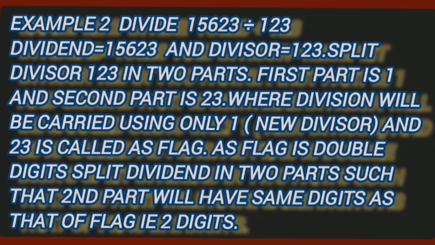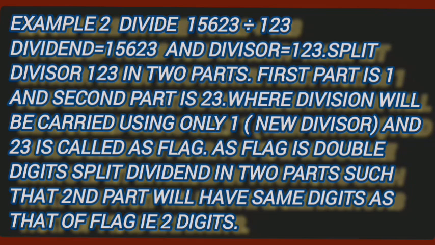Example 2. Divide 15623 by 123. In this question, the dividend is 15623 and the divisor is 123. We split the divisor 123 in two parts. The first part is 1 and the second part is 23, where division will be carried out using only one new divisor, and 23 is taken as the flag.